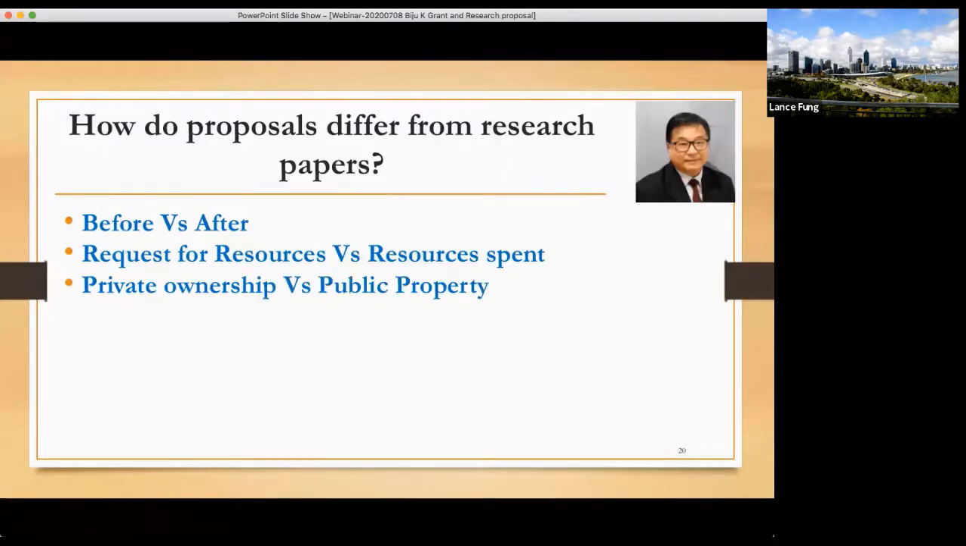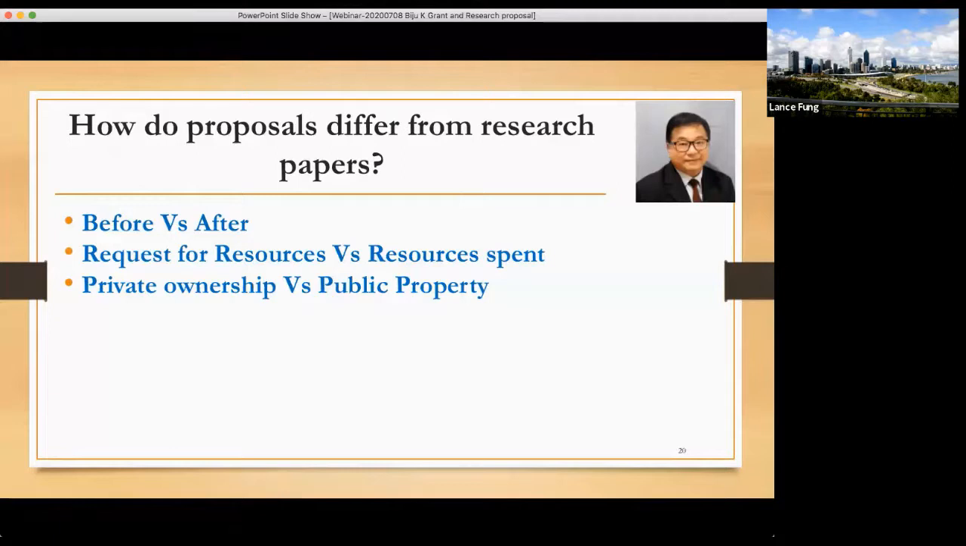Another important difference is that when you write a paper, your paper will be in the public domain. It will be accessible to the public. On the other hand, a grant application should be in the private domain because it should not be made available for public circulation. Although, next, I will show you some examples where you can find some past ones, nevertheless there is quite a major difference here.